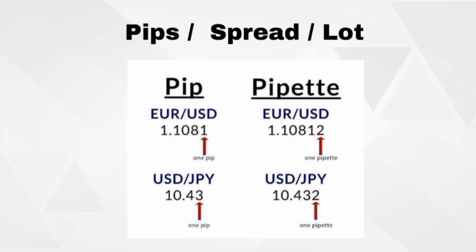It's just like your wall clock. If the seconds do not move, there's no way the minute is going to move, and there's no way the hour is going to move. So they are all important. So look at this USD JPY, which is 10.43. The 3 there is the pip. Then the other one we have, 10.432, that 2 is the pipette.